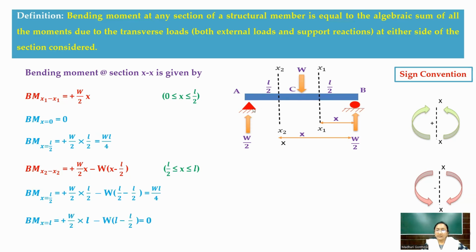Now when we see here, A and B have 0 moments. At C, you are having WL by 4, which is of positive value. So this is a positive bending moment diagram. So this is how we are going to draw the shear force and bending moment diagram with the sign conventions.